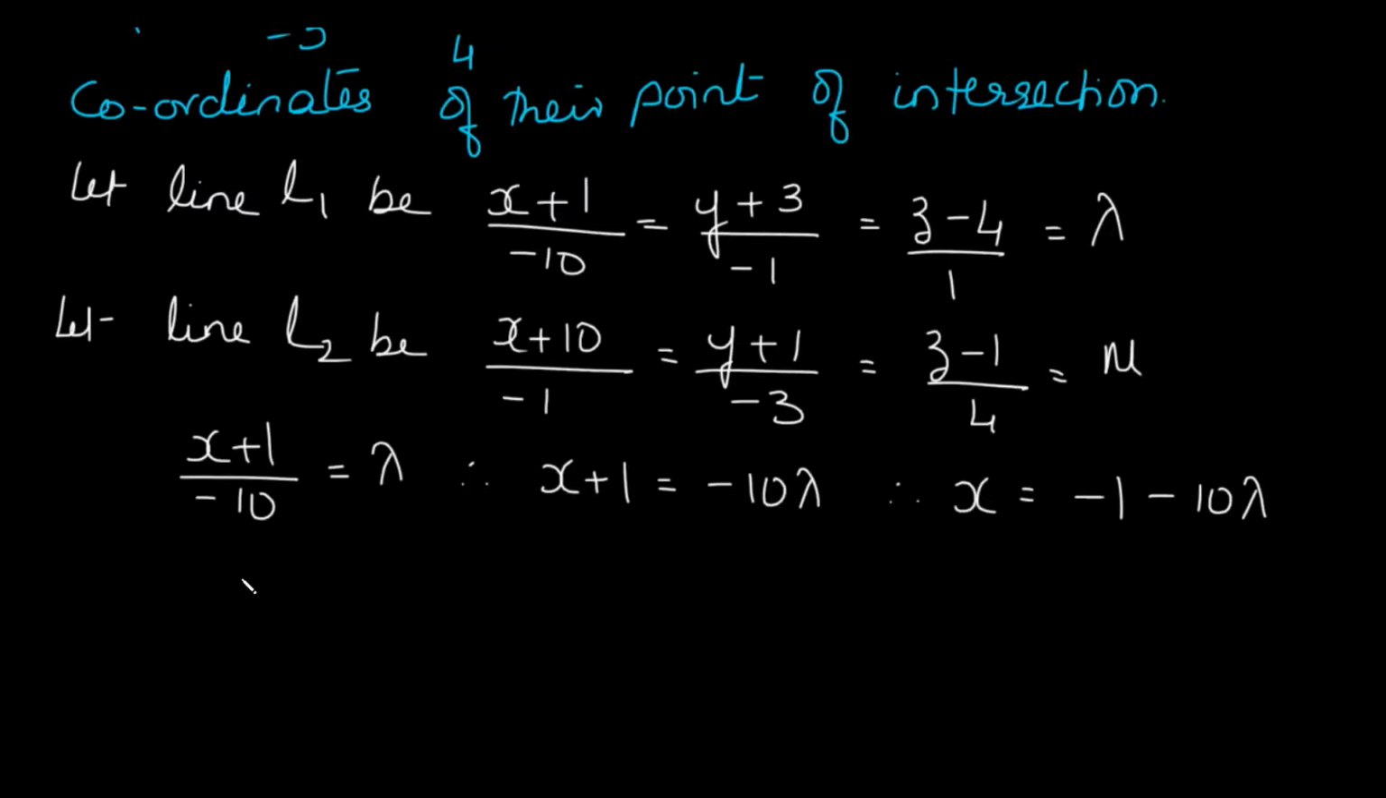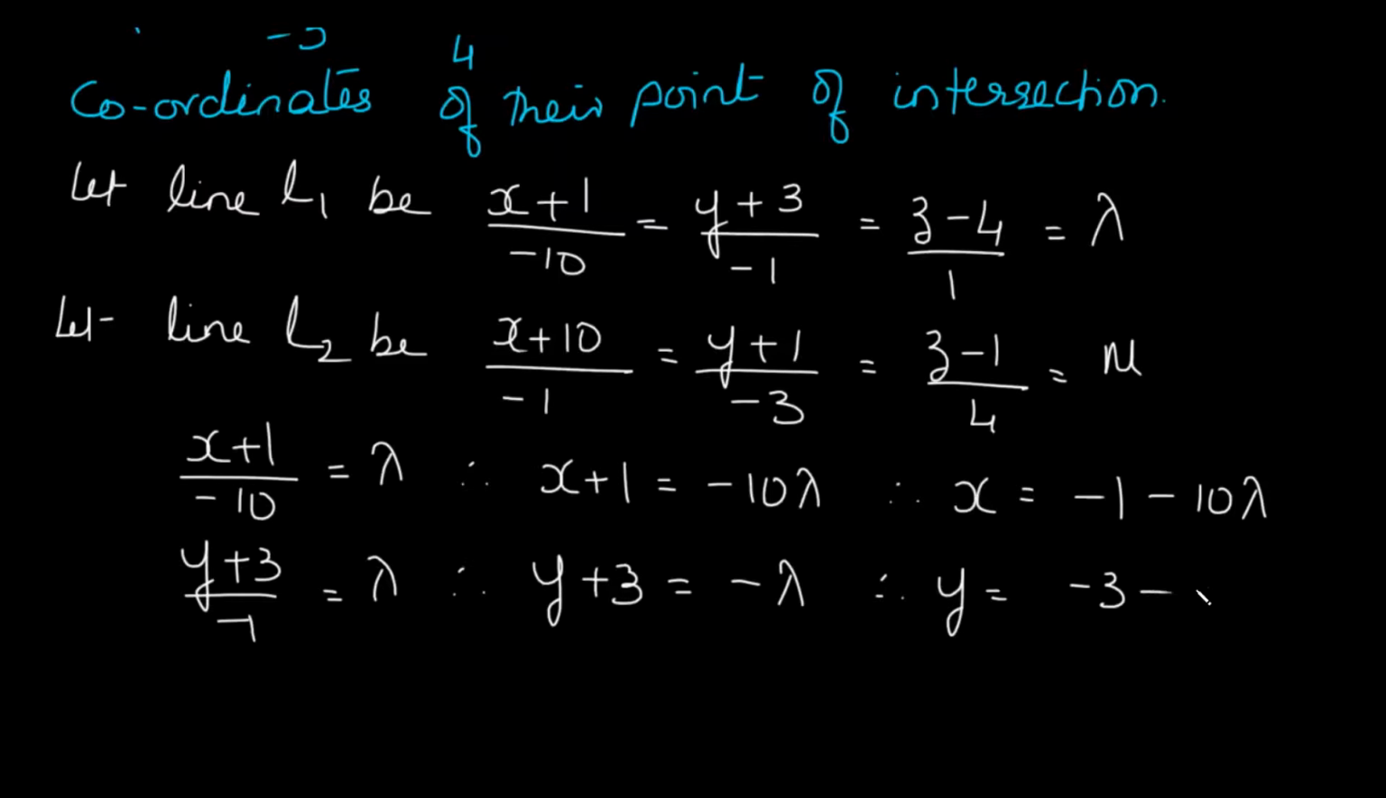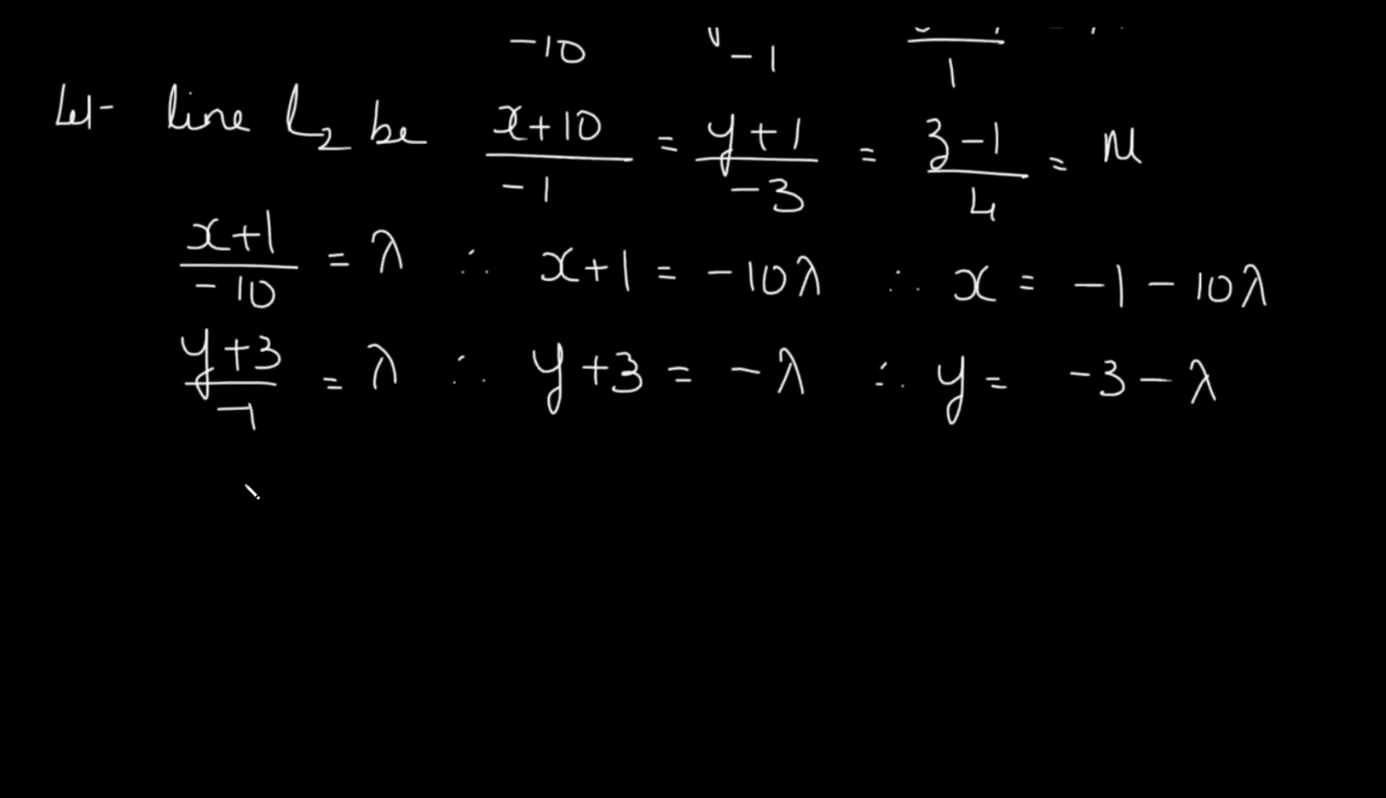Working in the same way for the next equation, y plus 3 upon minus 1 is equal to lambda again. And therefore y plus 3 is equal to minus lambda, and therefore y is equal to minus 3 minus lambda. And similarly, we get z also in the same way. z minus 4 upon 1 is equal to lambda, and therefore z minus 4 is equal to lambda, and therefore z is equal to 4 plus lambda.